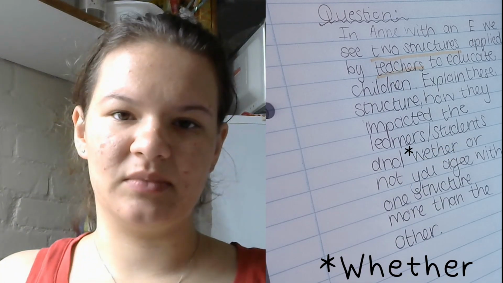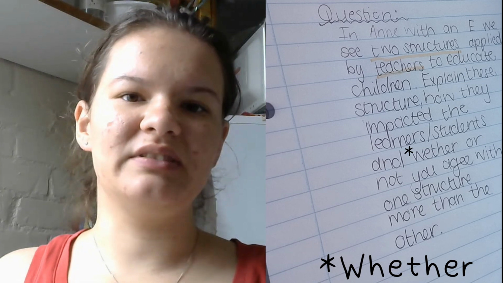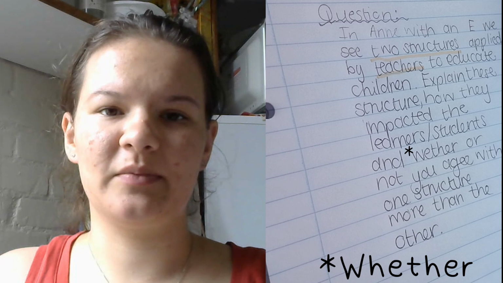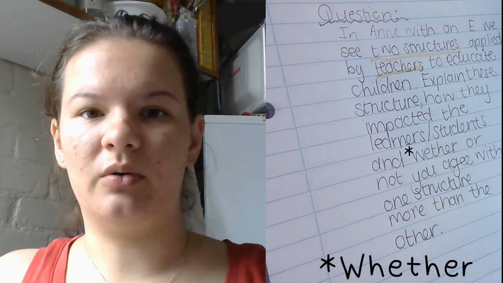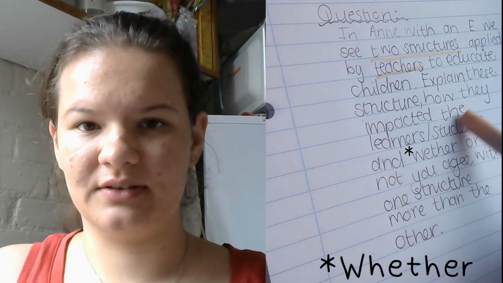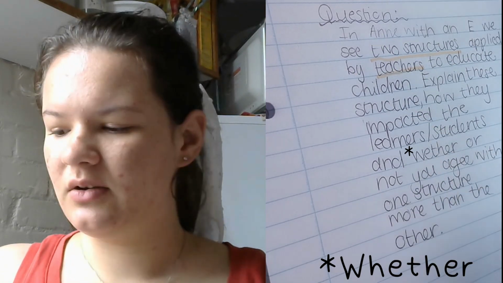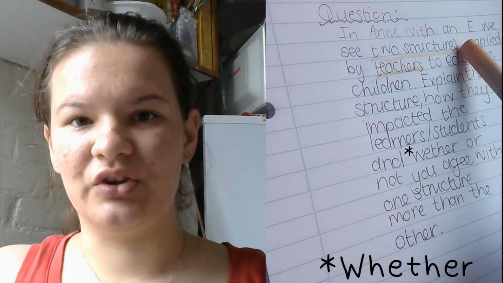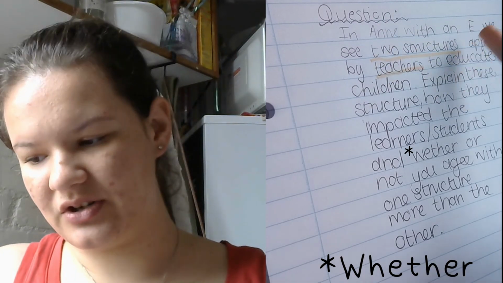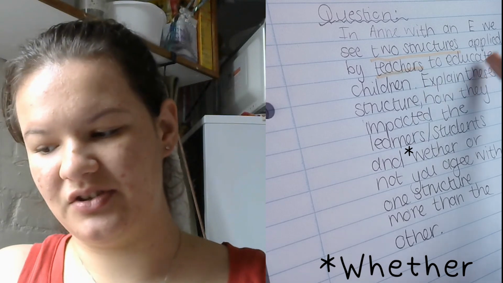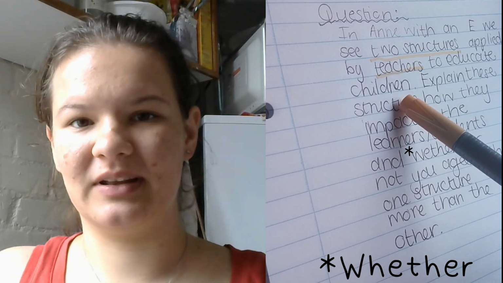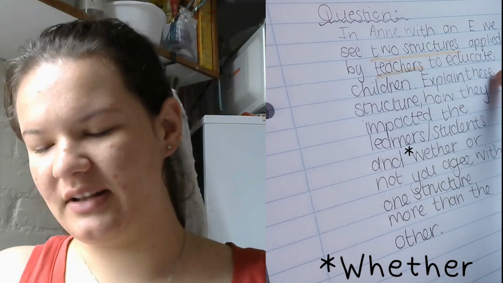So this statement will help you to see what direction they want to go with this. Anne with the E is a TV series, but the same can be applied with a book or a short story or a poem. This will also be used in your introduction. Remember what I said earlier? When you write your introduction, you basically say, in Anne with the E, we see two structures applied by teachers to educate children. You can literally say that exact statement over to them and then elaborate on the rest.